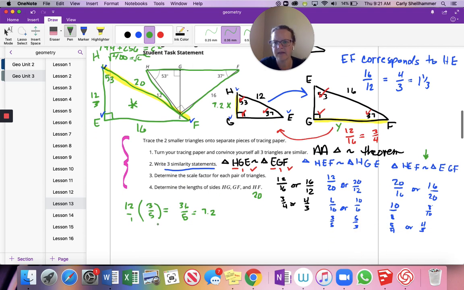So my given measurement is 16 right here. Because I don't know Y, I'm getting smaller, so I want to multiply it by 4/5, because that's the fraction between 0 and 1. 16 times 4 is 64/5, which is 12.8.